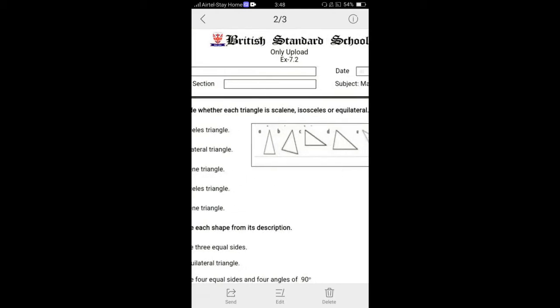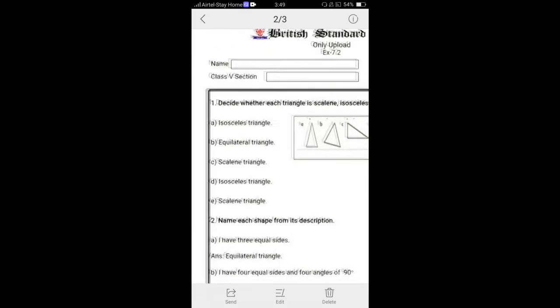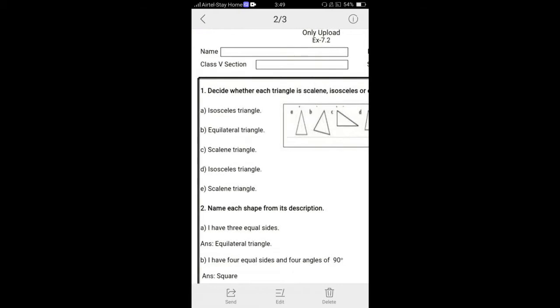D number, if you see, this one is smaller, but the rest two are the same size. So two sides equal means isosceles triangle. And the last one, E number, no sides are equal, so no sides equal means scalene triangle.